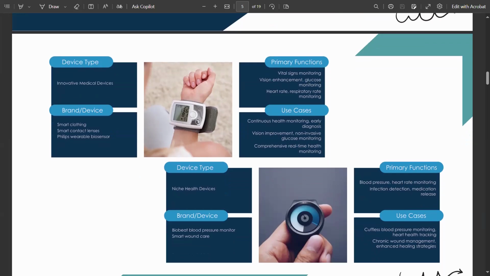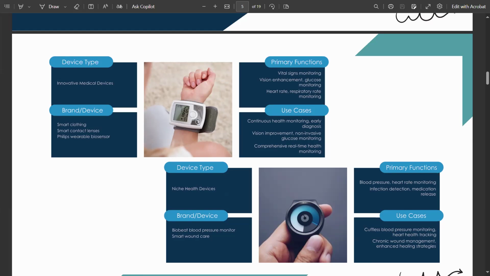Looking at the wearable ECG monitors, of course, we have other wearable devices such as Apple Watch and Fitbit. These wearable ECG monitors developed by companies like Philips do not just monitor heart rate, but they also measure other vital signs such as blood pressure and pulse rate. These provide a comprehensive view of a patient's health in real time.